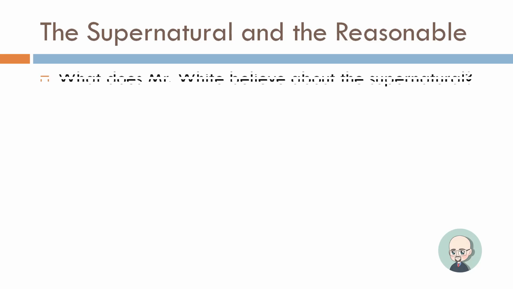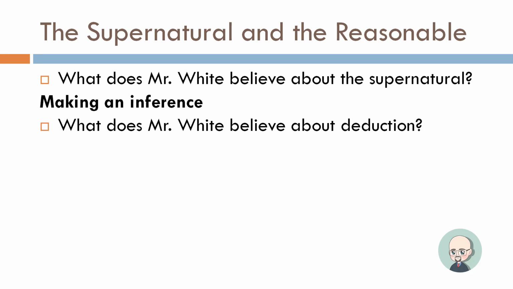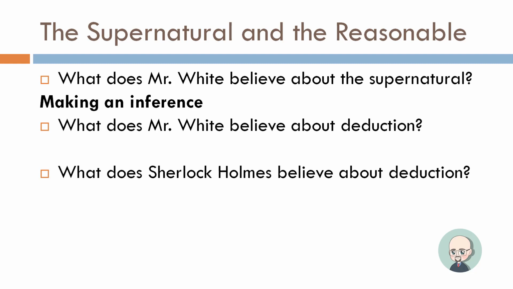The supernatural and the reasonable. We just talked about this a little bit, but what does Mr. White believe about the supernatural? Making an inference. What does Mr. White believe about deduction? Now he's taking at face value this story of a monkey's paw. He's grasping it desperately at the end when he thinks his son might be a zombie knocking feverishly at the door. So he believes in the supernatural, right? We can make an inference. They never state what wish he makes, but we made an inference that wish was that his son was alive again, because he thinks he's a zombie. Okay, what does he believe about deduction? Well, I don't know. Because what do you think?